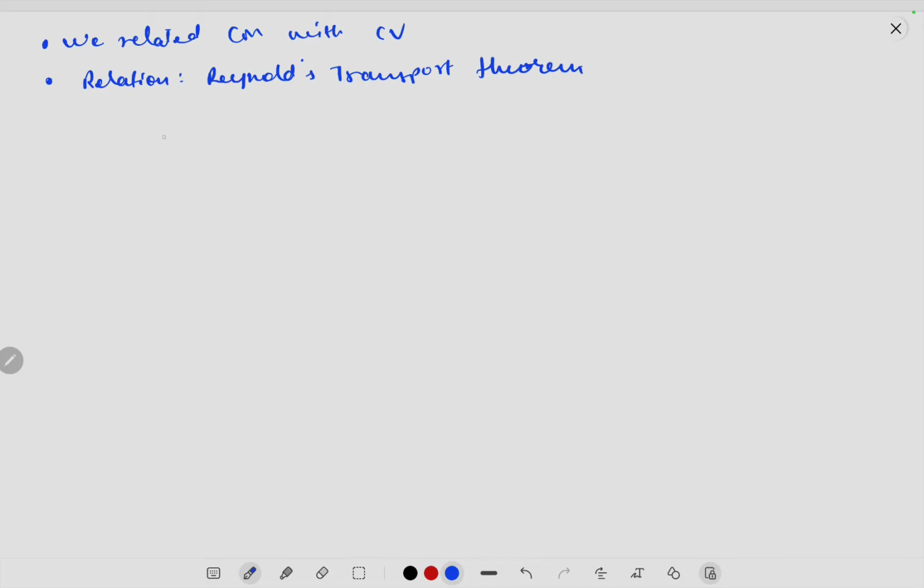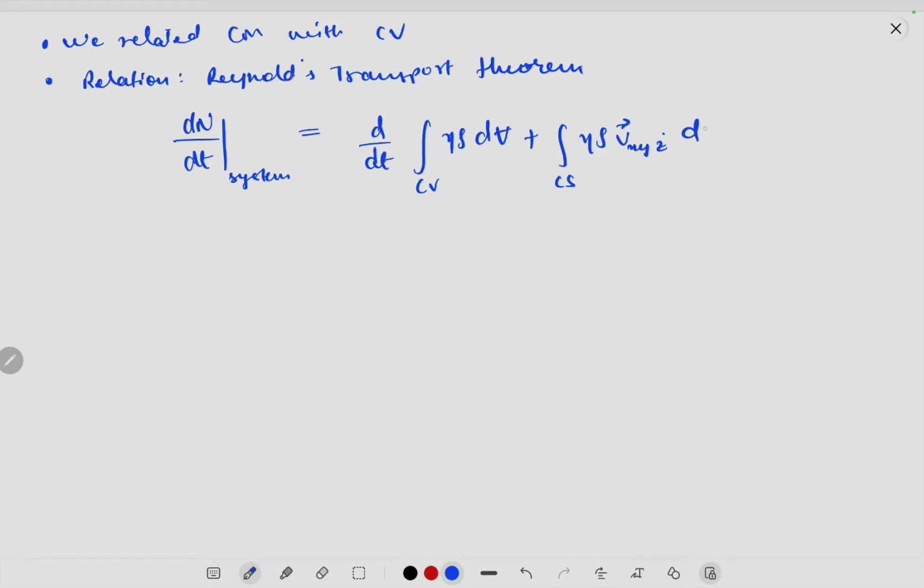The theorem stated that I can relate some extensive quantity of my system with the rate of change of that extensive quantity in control volume: d/dt of the integral over CV of eta rho dV plus integration over control surface eta rho Vxyz dot dA, where this eta was total extensive property divided by mass of the system.